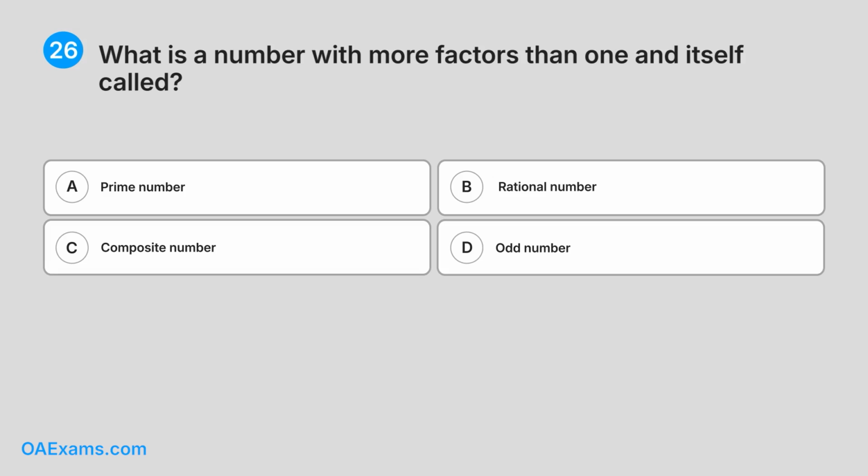26. What is a number with more factors than 1 and itself called? A. Prime number. B. Rational number. C. Composite number. D. Odd number. What do you think is the answer?